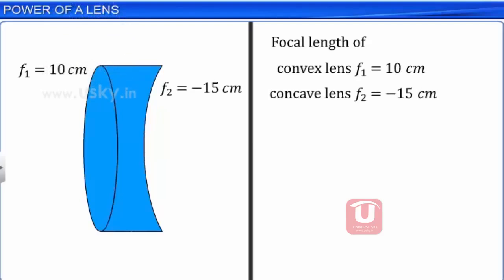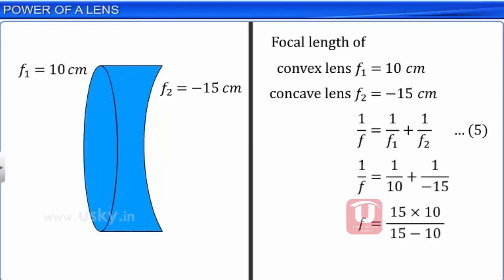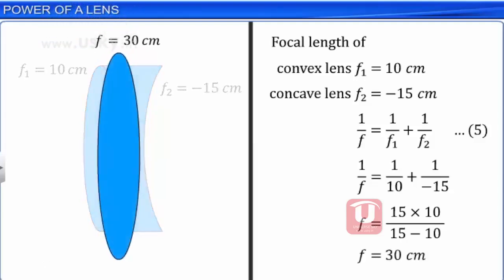If f is the focal length of the combination, then 1/f is equal to 1/f1 plus 1/f2. Substituting the values of f1 and f2 and after simplification, we get f is equal to 30 cm. Since the effective focal length is positive, the combination of the given lenses acts as a convex lens of focal length 30 cm.